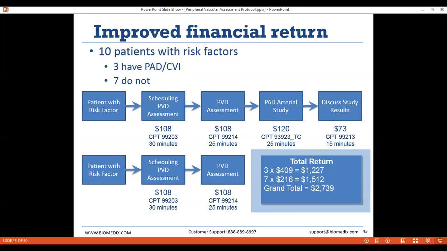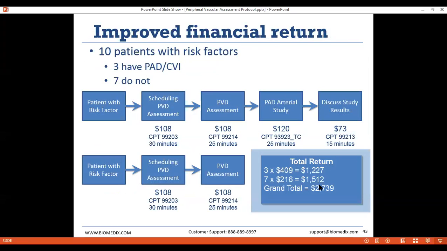Now, for the normal patients, you're seeing 7 of them, you're billing for 2 office visits, and you're getting a reimbursement of about $216 a patient. For the 3 patients who have the arterial disease, you're billing for 2 office visits, the initial visit and the assessment protocol visit. You're billing them for the full PAD study, and then you're billing for a 3rd office visit to discuss the study results. That comes back with a reimbursement of about $409 a patient.